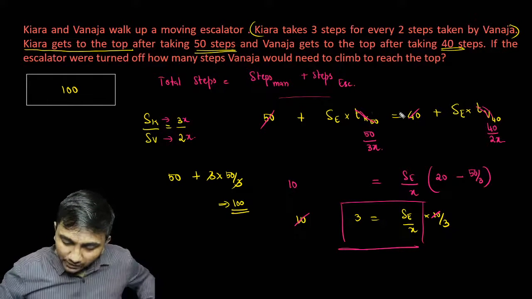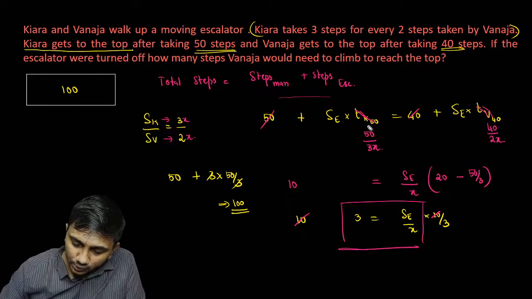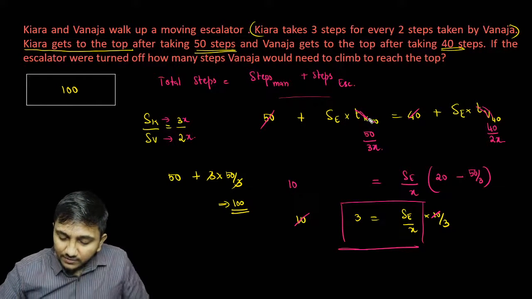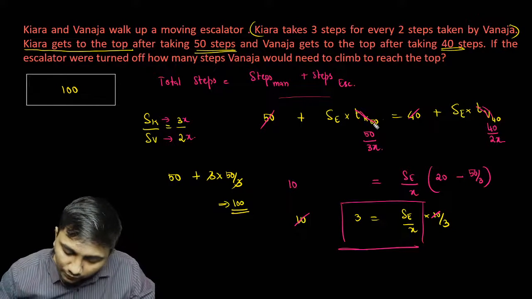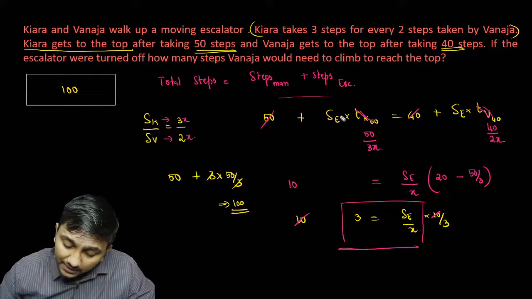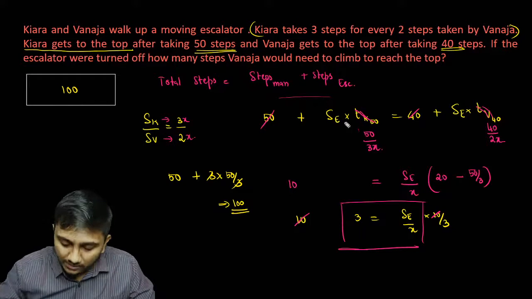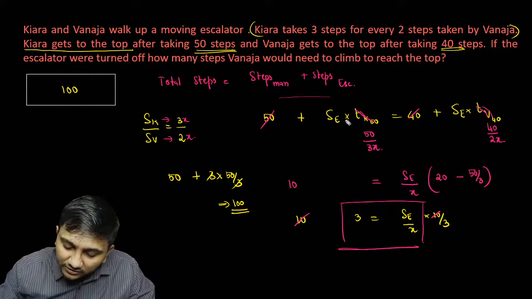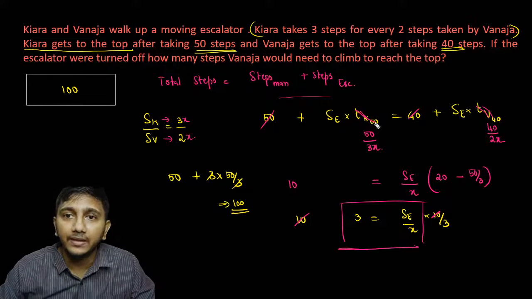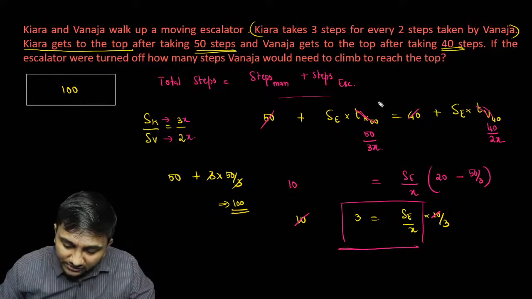Now, I cannot have these many variables here. So what I'm trying to do is get rid of the time taken by Kiara for 50. Now, what did I do here? This is actually the total number of steps taken by the escalator, but I cannot have too many variables. So what I did is I took the speed of the escalator into the time taken by Kiara for covering 50. That will give you the total steps taken by the escalator.